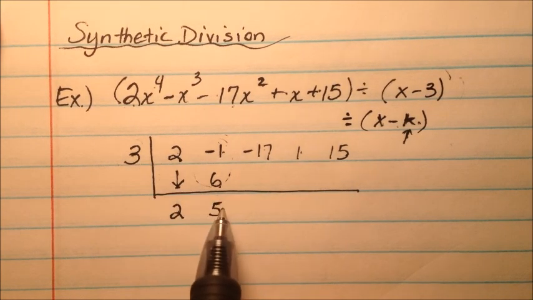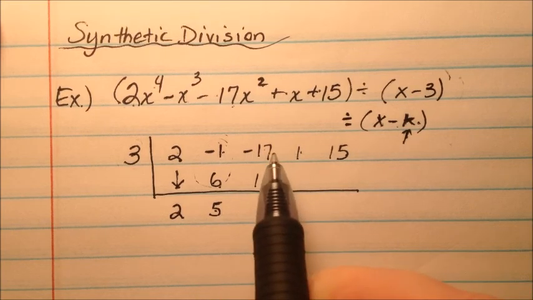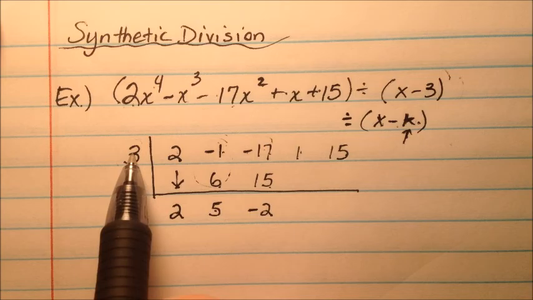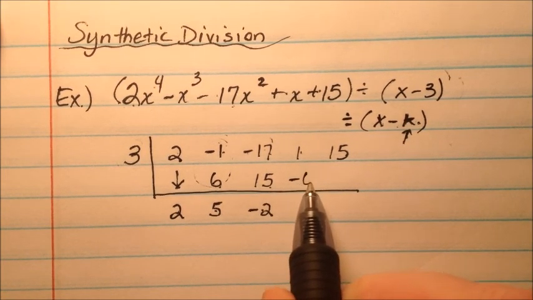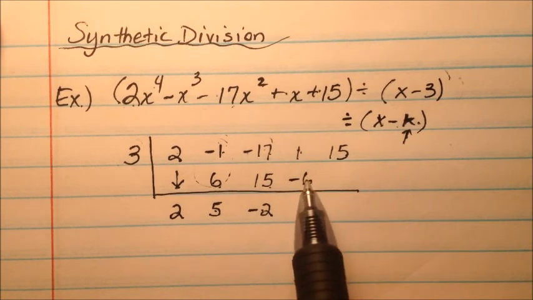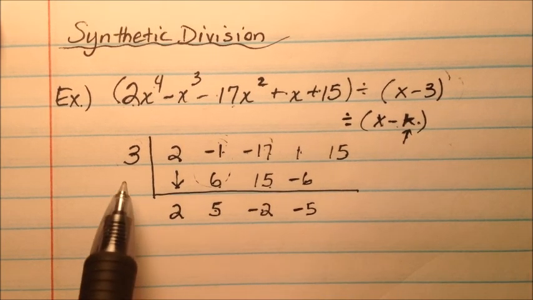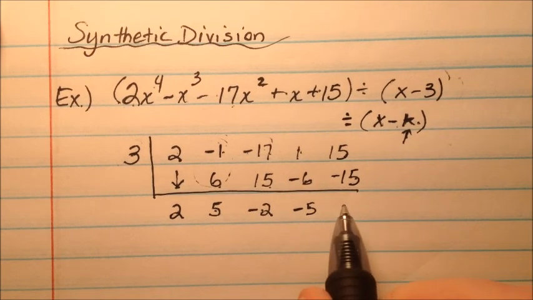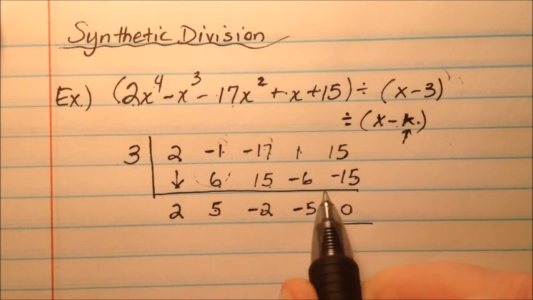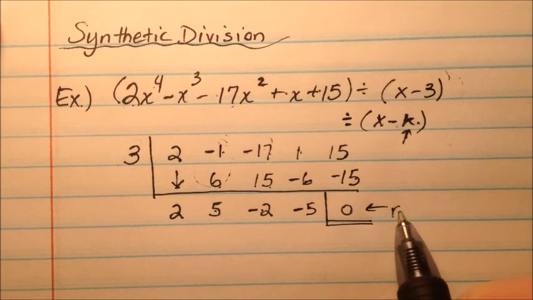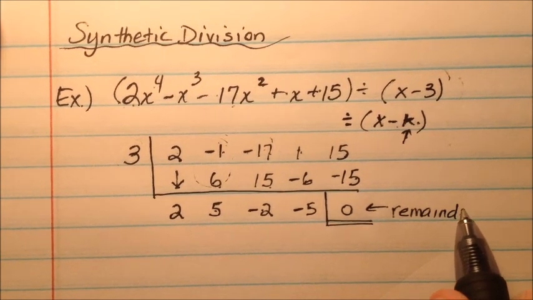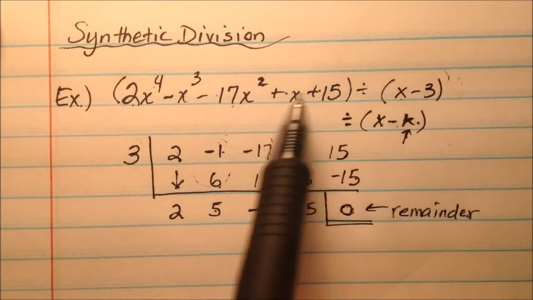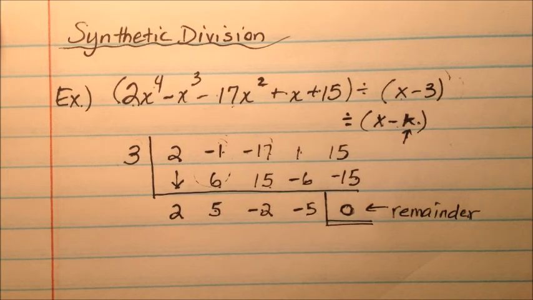Then it's a multiplication of 3 times 5, it's 15, and then our addition, negative 17 plus 15 is negative 2. Then our multiplication, 3 times negative 2 is negative 6. Our addition, 1 plus a negative 6 is a negative 5. And then 3 times negative 5 is negative 15. And we add these last ones, we get 0. Sometimes I put a little bar right here. This guy right here is going to be our remainder. Since our remainder was 0, we know that x minus 3 is a factor of this polynomial.